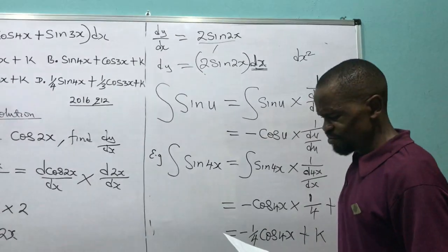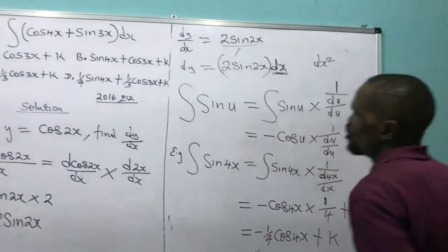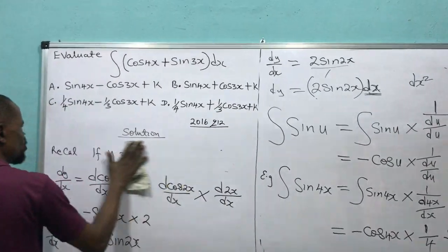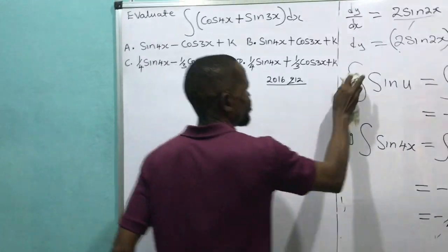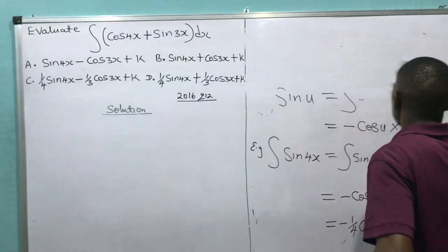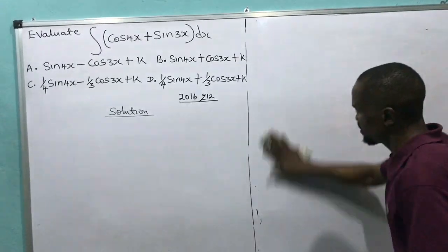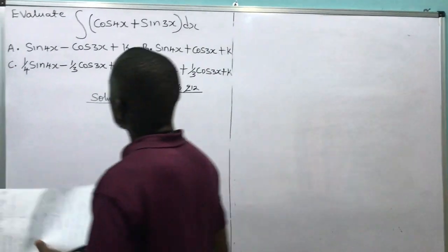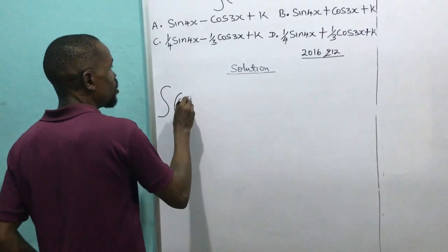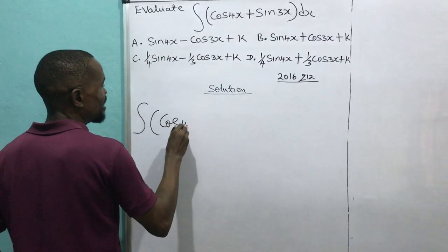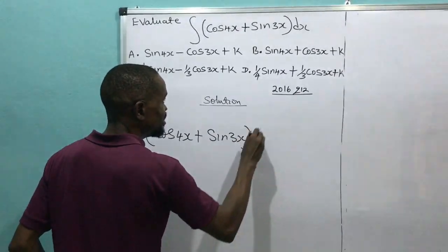Then now, let's look at the question given to us. Since we have understood these two things now, let's look at the question given to us and see how we are going to solve it without wasting time. Look at the question given to us. They said, integrate cos 4x plus sine 3x dx.